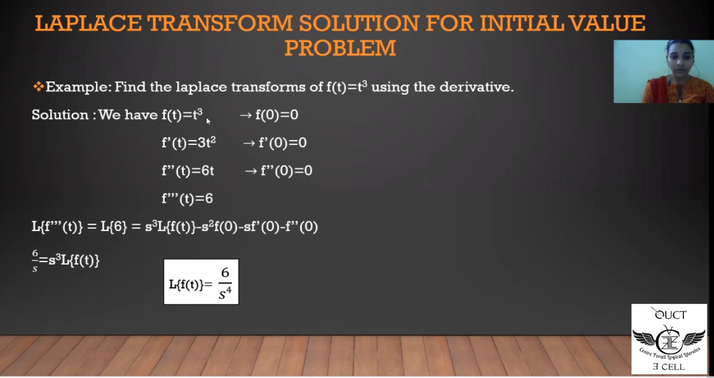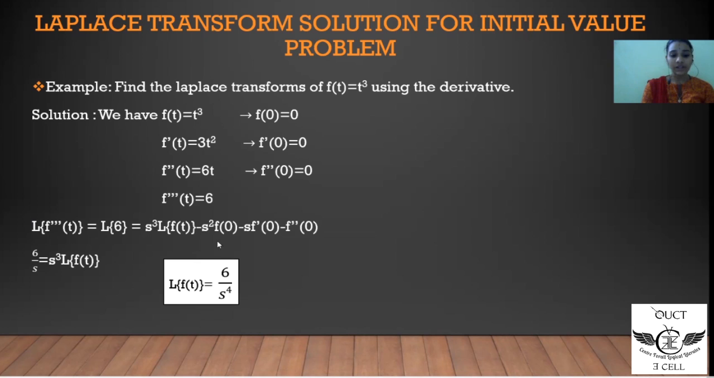We have f(t) is equal to t cube. Differentiating this once, f dash of t is equal to 3t square. f double dash of t is equal to 6t. f triple dash of t is equal to 6. Substituting 0 in place of t, we get f(0) is equal to 0, that is 0 cube. f dash of 0 is equal to 3 into 0 square, which is again 0. f double dash of 0 is equal to 6 into 0, which is again 0. f triple dash of 0 is also 6 because f triple dash of t is a constant function.